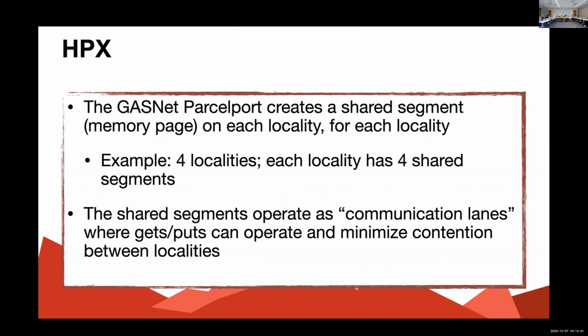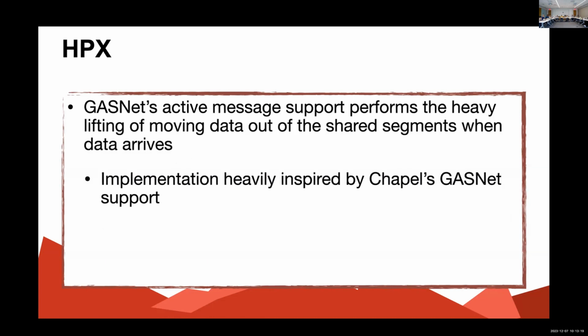The Parcel Port creates shared memory segments on each locality for all localities. And this model we took from looking at the Chapel runtime system's use of GASNet. So for 4 localities, each locality gets 4 shared segments, 1 for itself and 1 for all the other localities. The shared segments operate as communication lanes. So puts and gets operate on those lanes to minimize contention between localities. And the runtime system does a fairly good job of managing situations where you would expect one locality to write into another locality. It handles all those reader-writer issues.